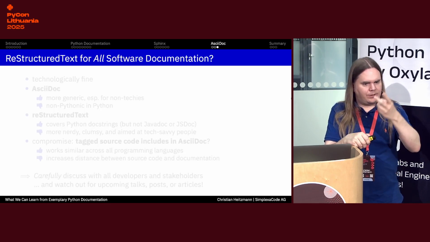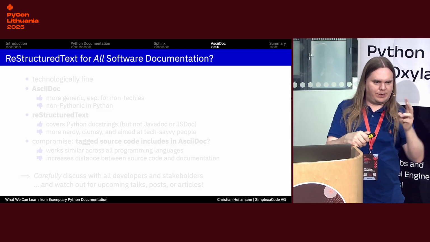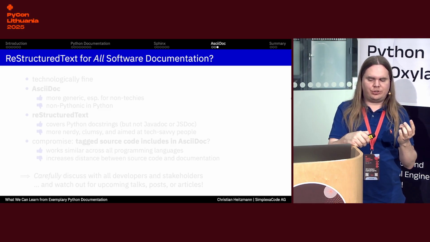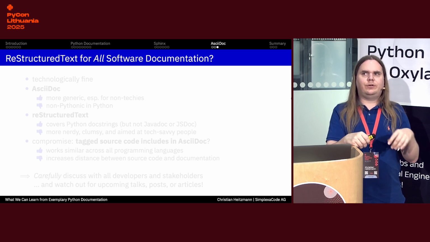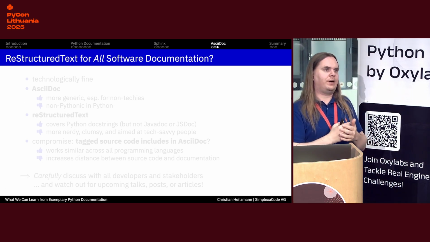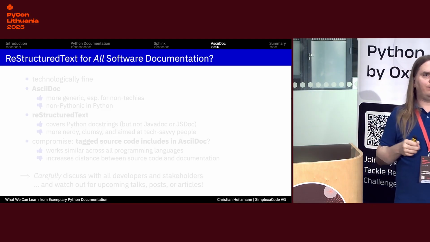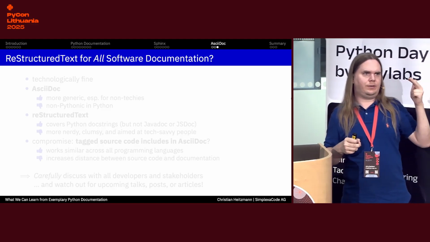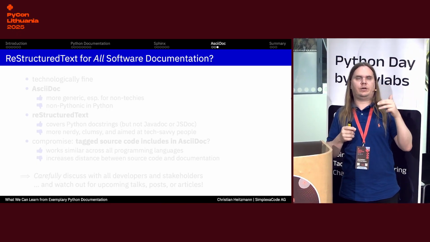What about the other way around, if AsciiDoc for Python is not a good idea? Could we use reStructuredText for all our software documentation? Just think of, we are a company and we have a multi-language project. So our big application consists of Python parts and Java parts and TypeScript parts and Kotlin parts and whatever. This is kind of a typical setup.